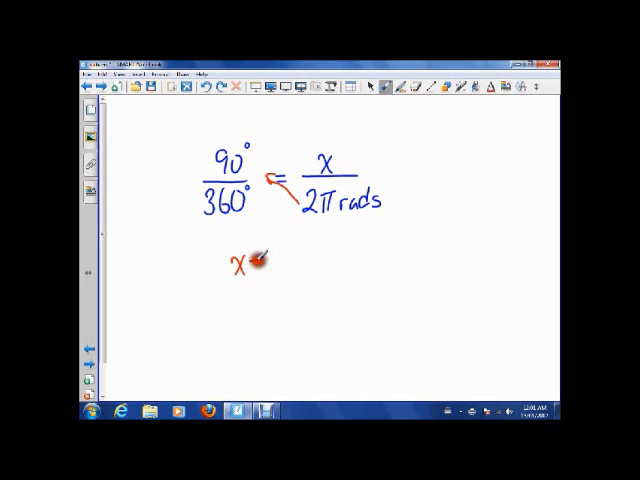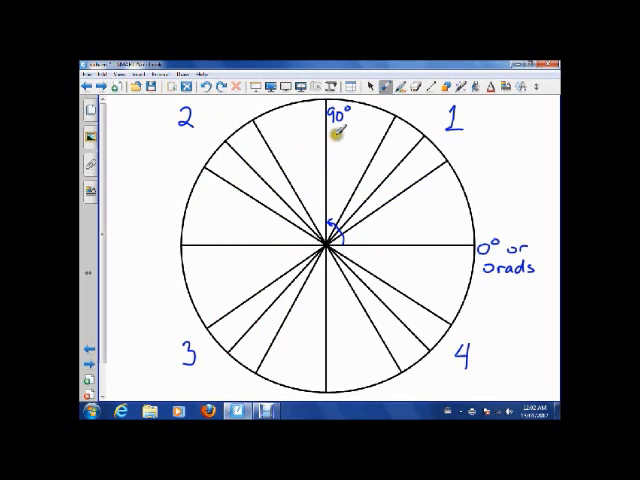So x is 2 pi times 90 divided by 360. That actually ends up being pi by 2. So what we've just figured out is that 90 degrees is the same as pi by 2 radians. Alright, let's try another one.